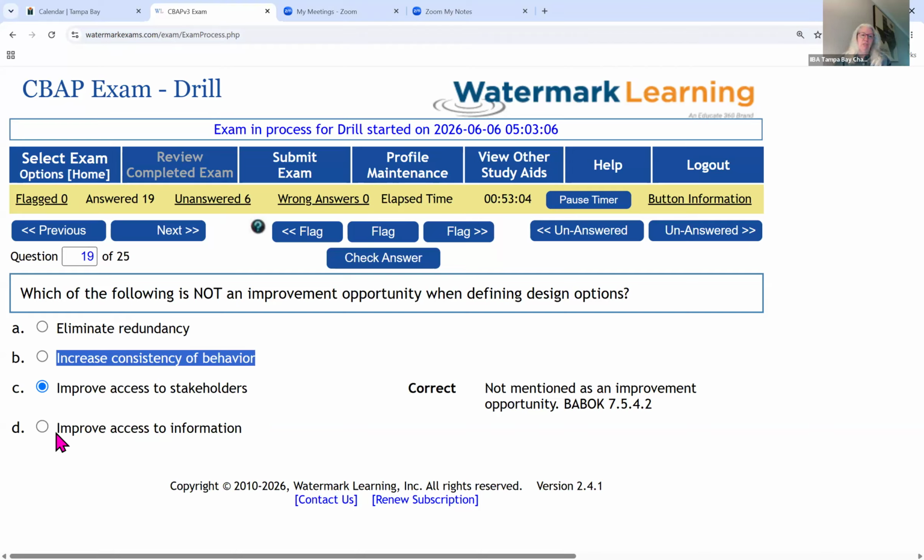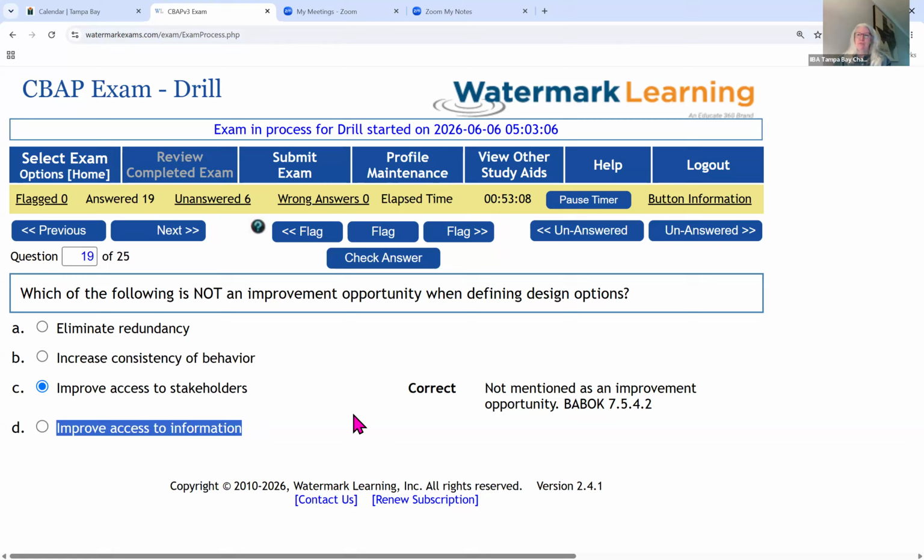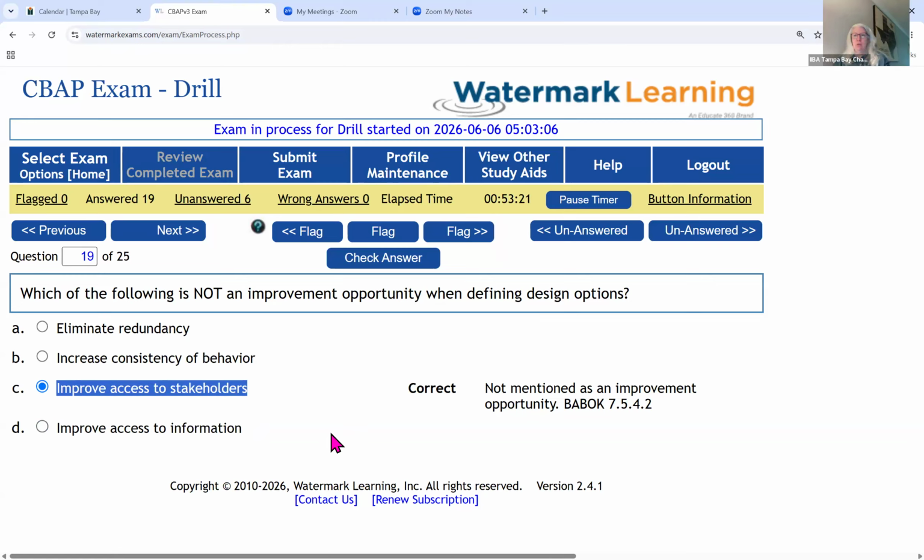Improving access to information. If you have to go through 5 screens to get a piece of information that you need 20 times a day, if you can just go through 1 screen or 2 screens, you're improving access to information. But improving access to stakeholders is not a thing that we are typically trying to do as BAs.